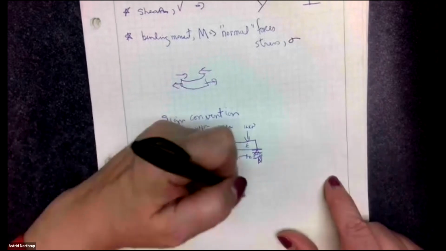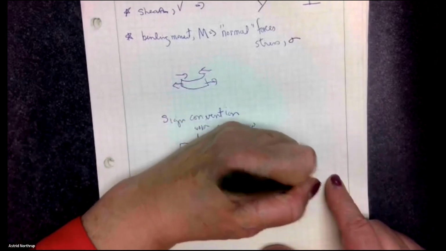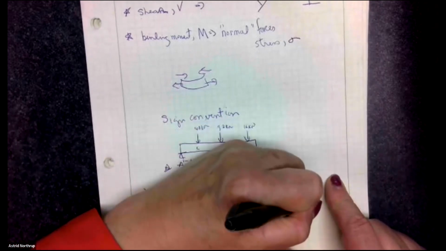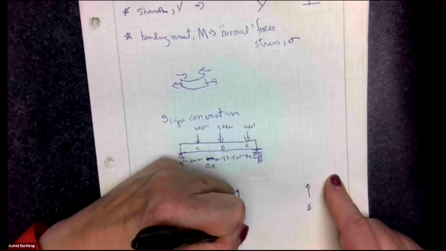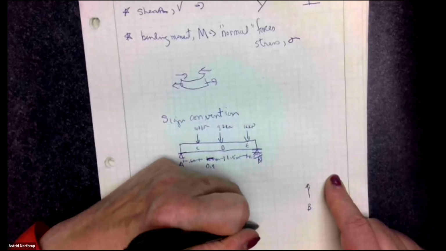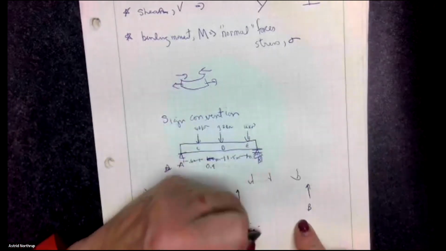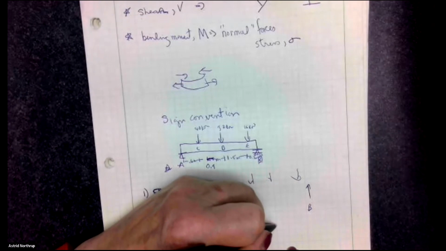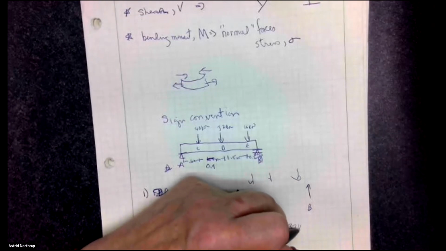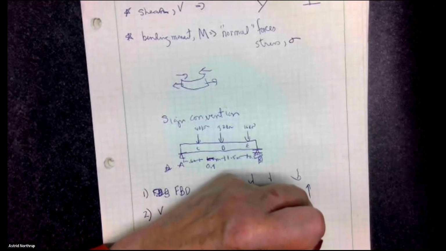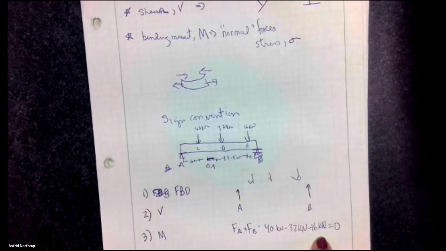All right, so to do the free body diagram, I chose this because it will go really quickly. We have points A and B. So we have the force at A acting up and the force at B acting up. So those are both positive. And then we have 3 forces acting down. So we have minus 40 kilonewtons, minus 32 kilonewtons, minus 16 kilonewtons, all together equals 0.